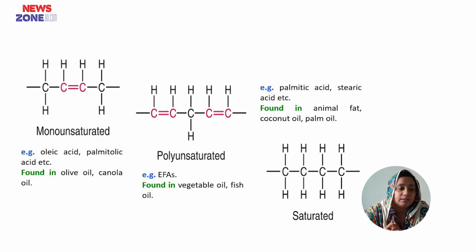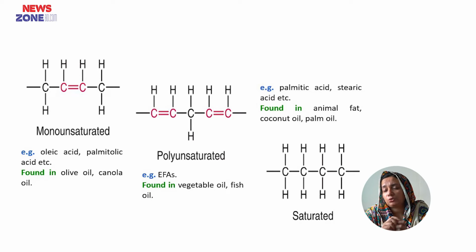Here I am showing some examples of unsaturated fatty acid. Number one is monounsaturated fatty acid. For example, oleic acid and palmitoleic acid are monounsaturated fatty acids. They contain one double bond in their hydrocarbon chain, and their dietary sources are olive oil and canola oil. And polyunsaturated fatty acid contains more than one double bond in its hydrocarbon chain. For example, the essential fatty acids linoleic, linolenic and arachidonic acid, and they are usually found in vegetable oil, fish oil, etc.